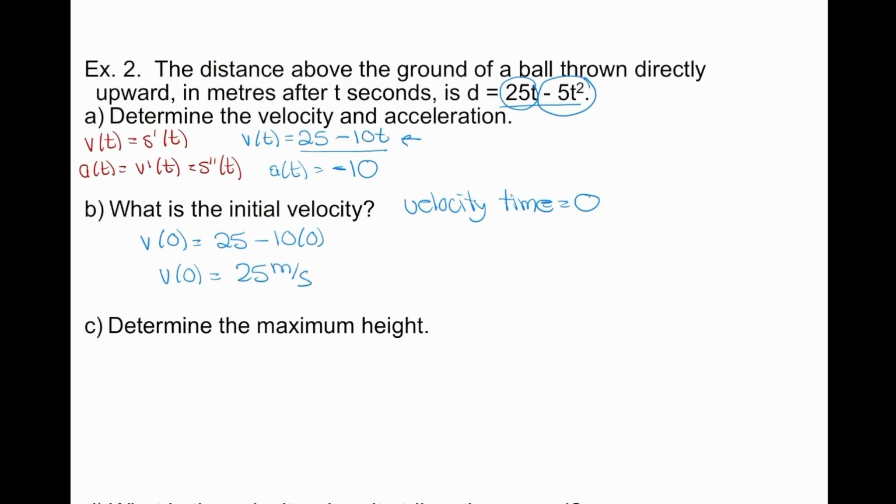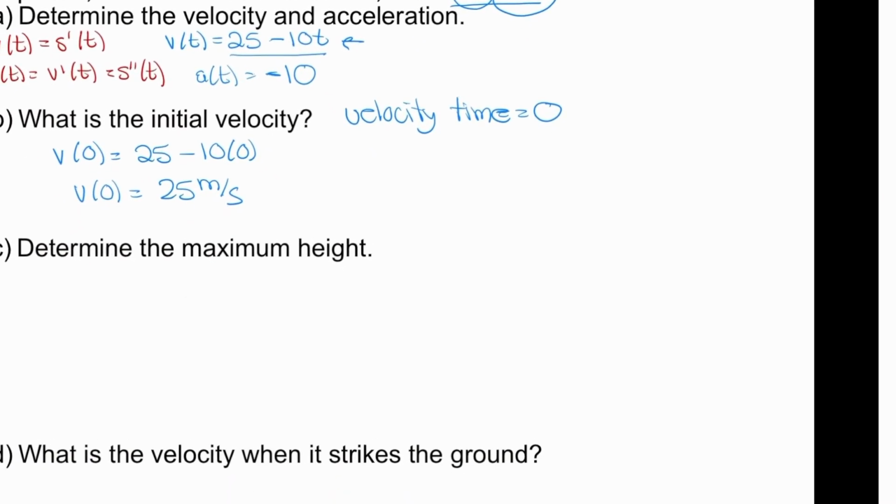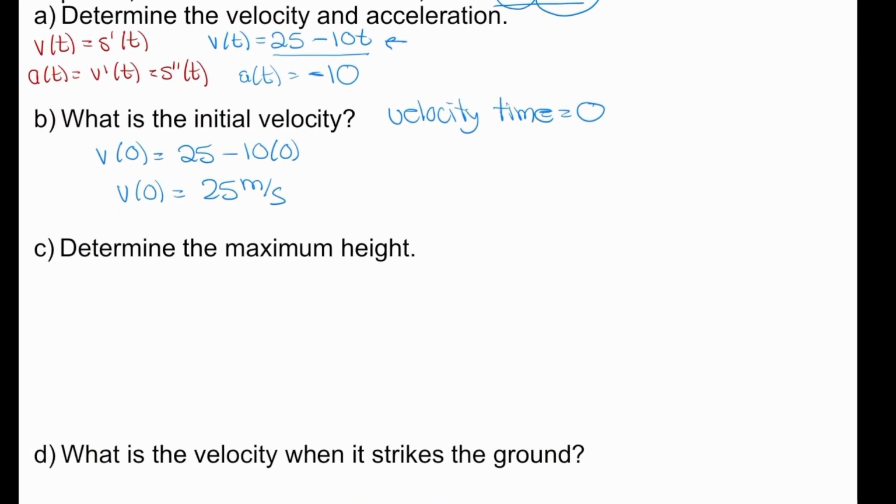The next part of this, part C, is asking to determine the maximum height of the ball. So the ball will be at its maximum height when the velocity is equal to 0. This is the vertex of the parabola. That's where the slope is 0. So let's take a look at what this graph is actually going to look like.